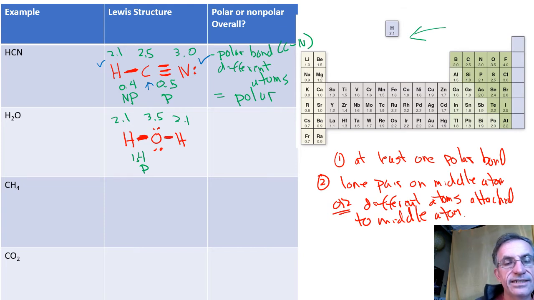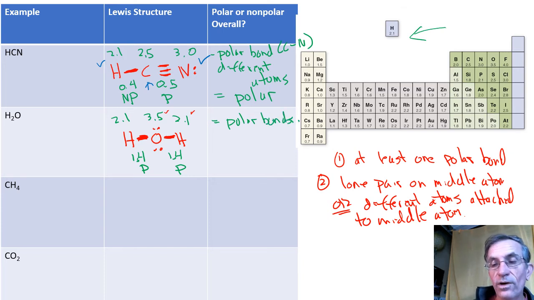Oxygen, hydrogen again. I subtract 3.5 minus 2.1. I get 1.4 again. So both bonds in this case are polar. When I subtract, I get a difference of more than a half. So we found polar bonds. Yay! So if you find polar bonds, you got to keep looking. If you can find one of these other two things, you're going to be polar overall.